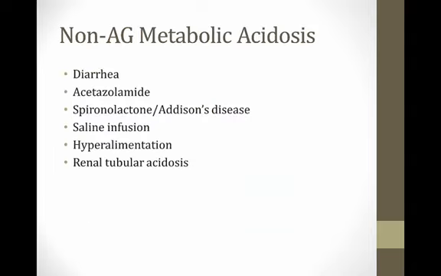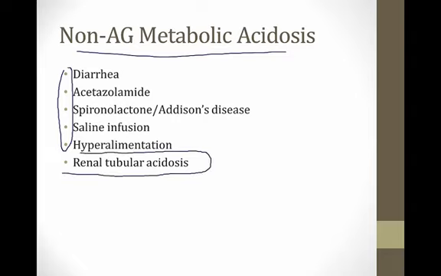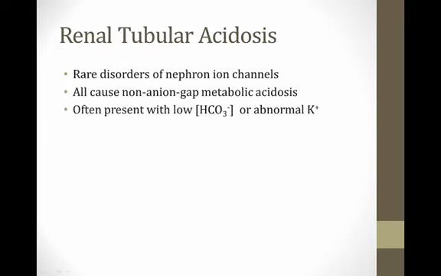So I've listed on this slide all the causes of non-anion gap metabolic acidoses, and I discuss all these causes in the module on metabolic acidoses. But here we're going to focus on this last group of disorders called the renal tubular acidoses. So RTAs are rare disorders of nephron ion channels, and they all cause a non-anion gap metabolic acidosis.